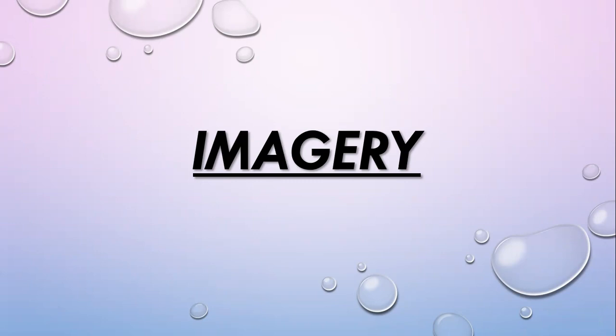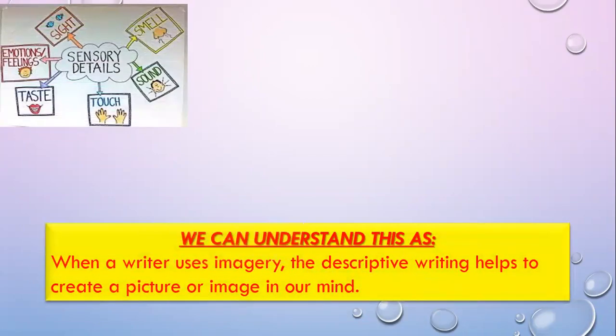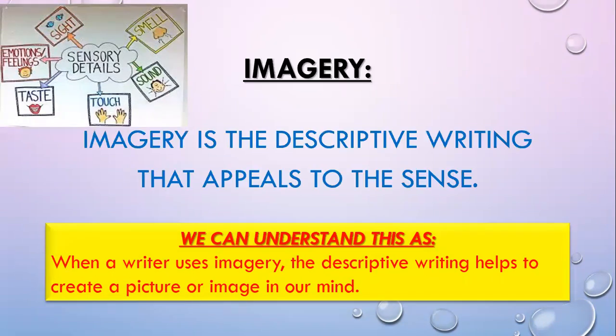If I'm not mistaken, with this idea, something comes to your mind. Let's see whatever is coming to your mind. When we talk about imagery, what is it? It is basically when a writer uses descriptive writing to help create a picture or image in our mind. Imagery is descriptive writing that appeals to the senses. Which senses? Your five senses: auditory, olfactory, gustatory, tactile. These are all part of imagery. So let's check one after another.